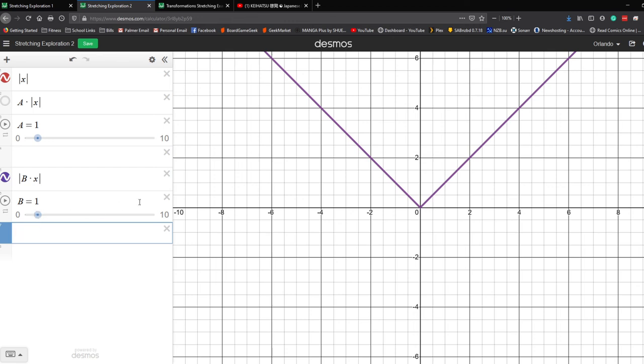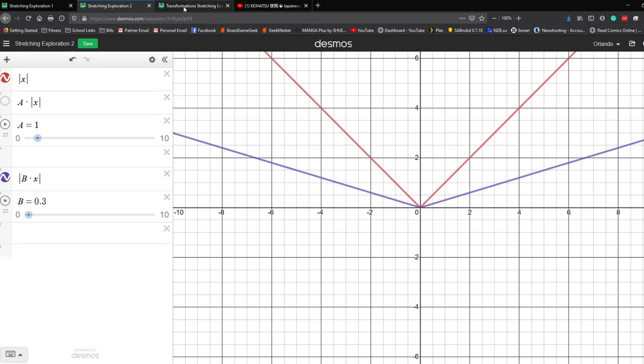So if I can make it bigger than 1, this V should be coming in. And yep, that's exactly what we see. As b gets bigger than 1, we are compressing horizontally. If b is less than 1, then we are stretching horizontally, grabbing the ends of the graph and pulling. So grabbing the left and right ends, I should say, of the graph.